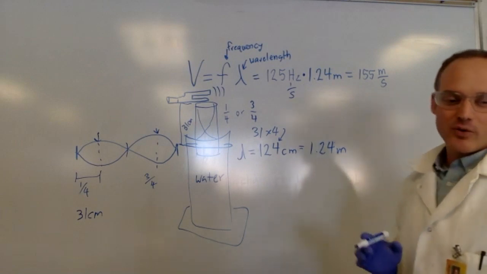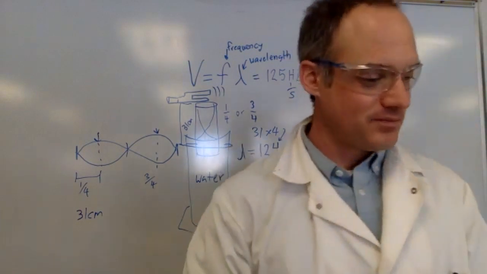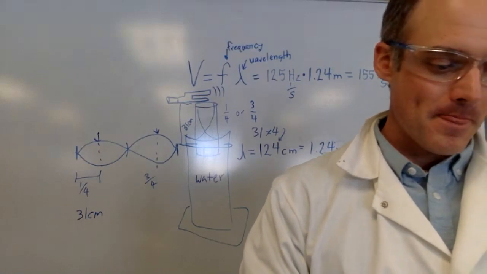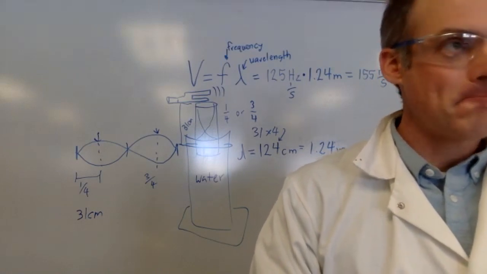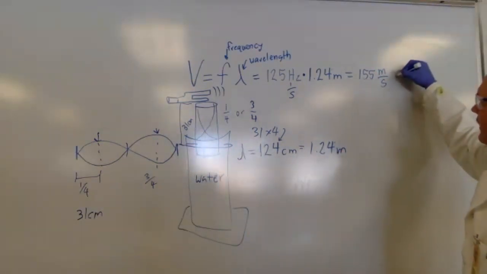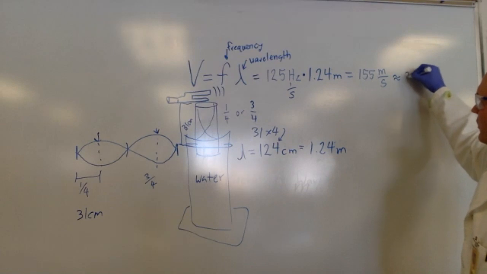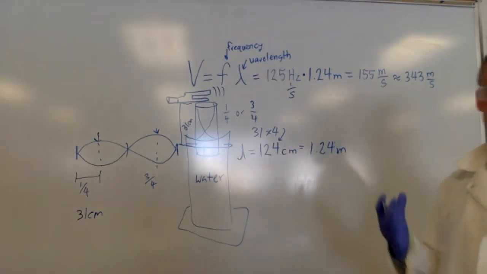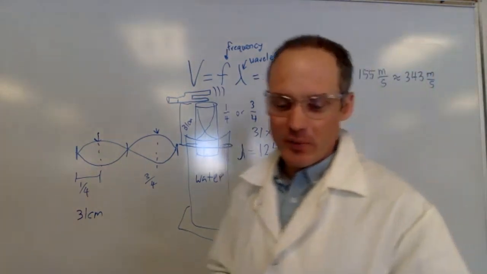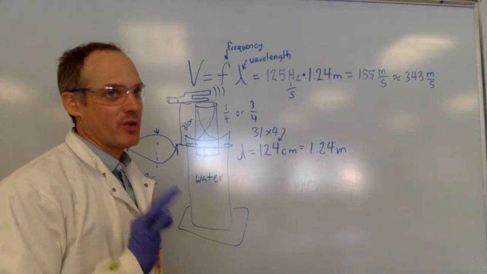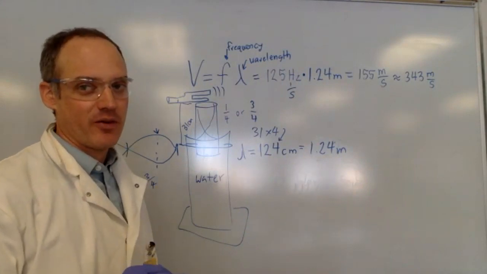Okay. Does anybody know what the speed of sound should be? Like 300 something. Yep. 340. Yeah, it's around 340. So that is not equal to 343. Okay. But in your experiment, hopefully you are pretty close to that 343. That's at 20 degrees Celsius, by the way.